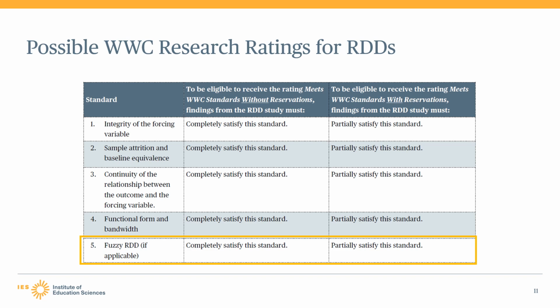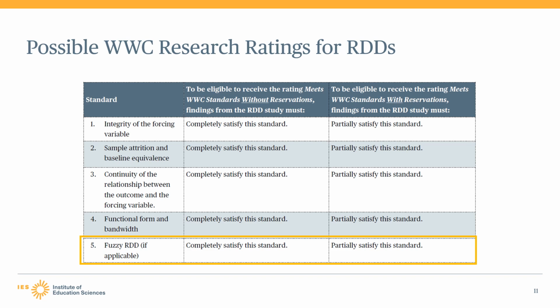For each of the 5 RDD standards, there is a series of criteria used to determine whether a study finding completely satisfies, partially satisfies, or does not satisfy the standard. For a study finding to receive a research rating of meets WWC standards without reservations, that finding must satisfy all 5 of the RDD standards.